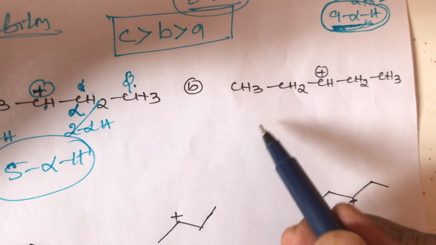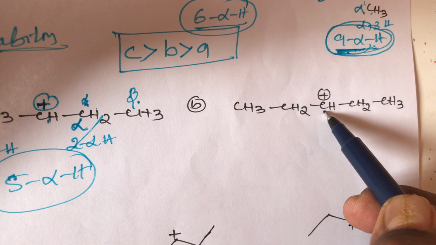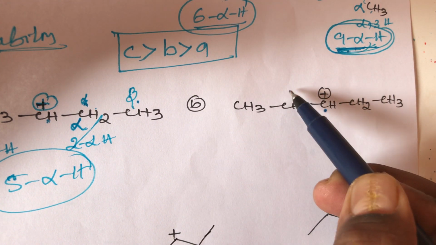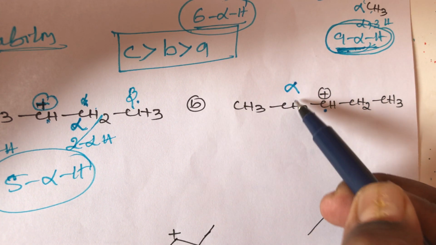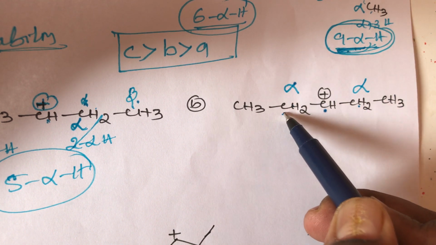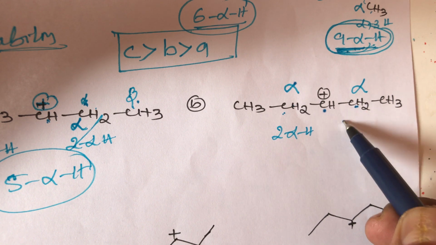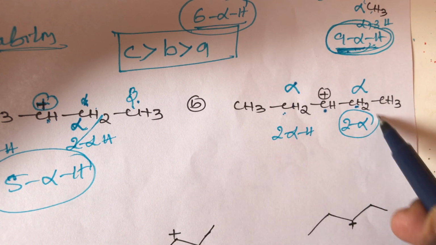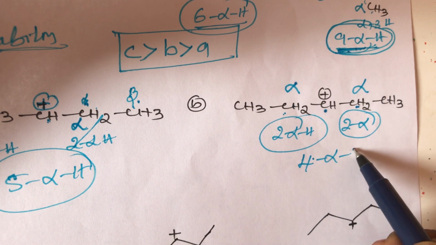What about the second compound? In the second compound, this is a secondary carbocation. The left-hand side carbon is directly connected to the carbocation, so that is an alpha carbon. On the right-hand side there is also one alpha carbon. The left-hand side carbon has only 2 alpha hydrogens, and the right-hand side carbon also has only 2 alpha hydrogens. In total, only 4 alpha hydrogens are present in this second compound.